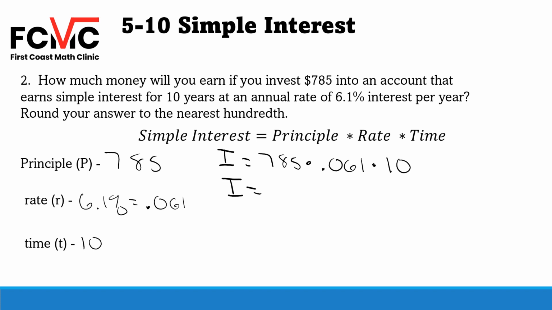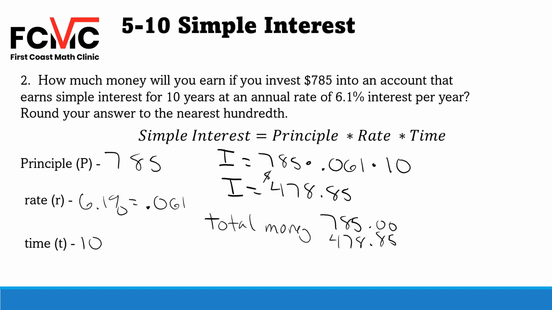All right, and we multiply all this out, we're going to get $478.85. So that's our interest. We want to find our total money. All right, we could take that initial amount, our 785, and we could add back the interest earned. And we'll get $1,263.85.